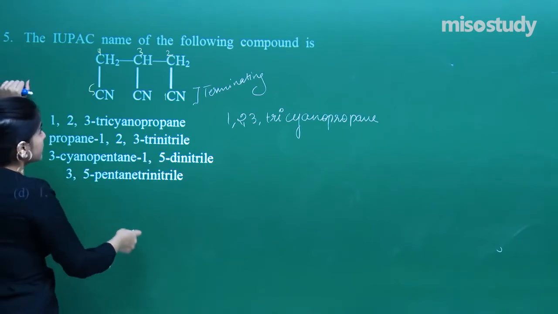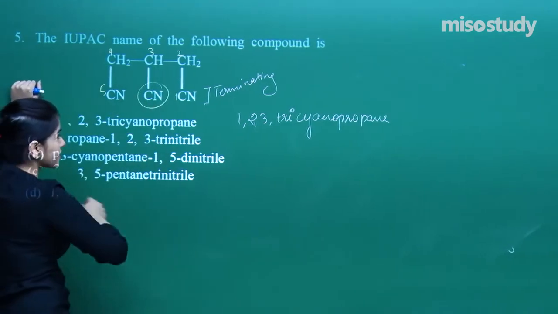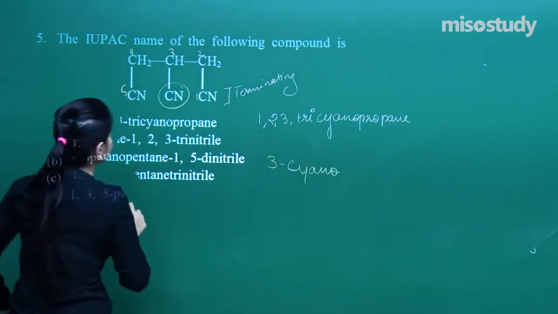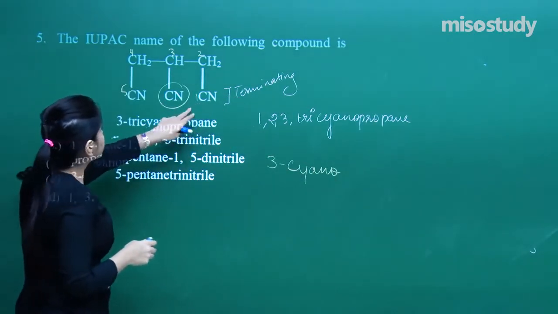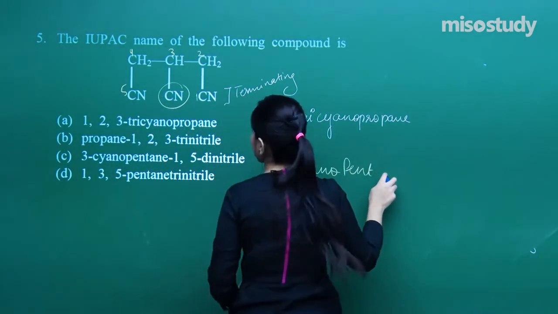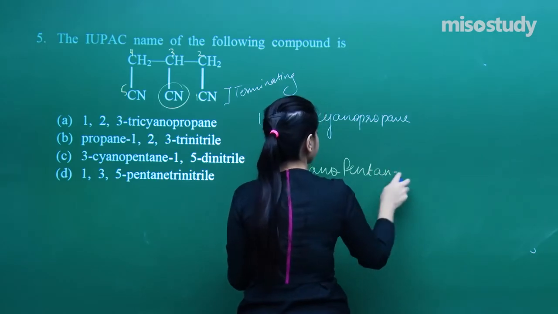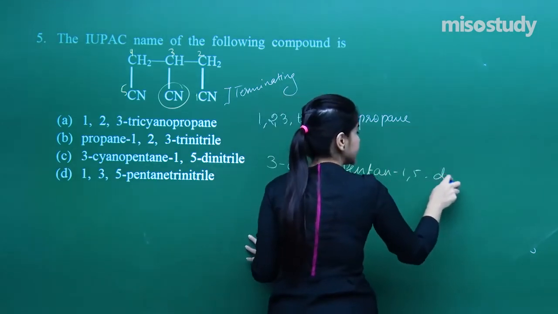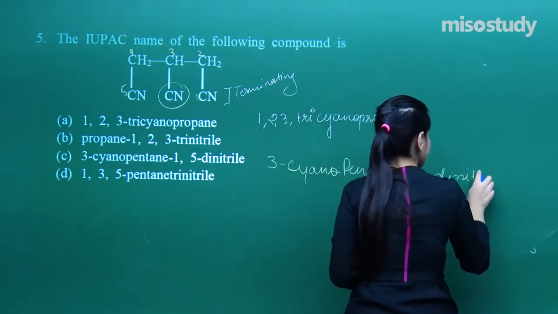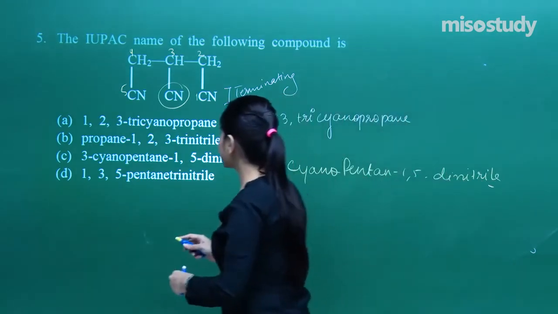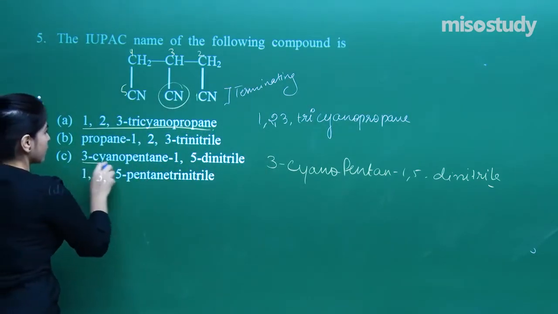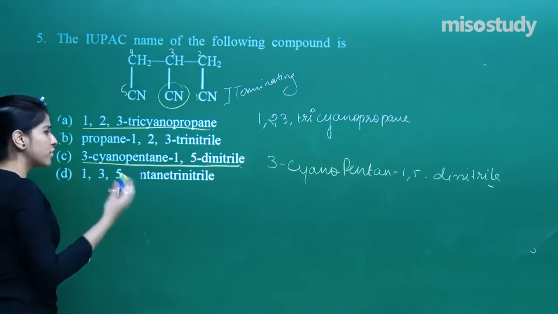So what do I have here? I have got 3 cyano. This will be treated as a substituent. 3 cyano. And what? It's pentane, 1,5-di, and what is the suffix for CN? It is nitrile. So I have got 2 possibilities over here if you observe. I have got this and I have got this. So which one is correct?